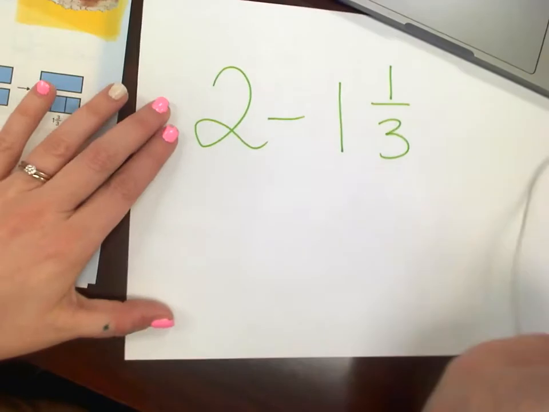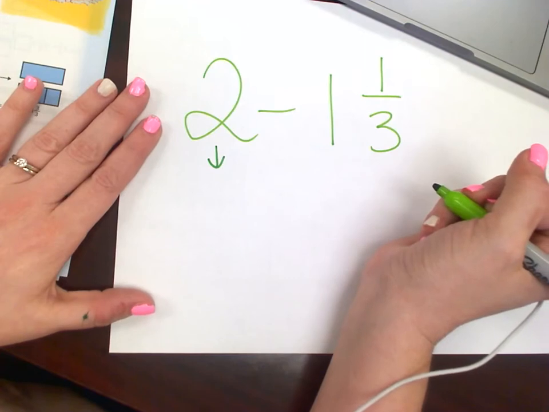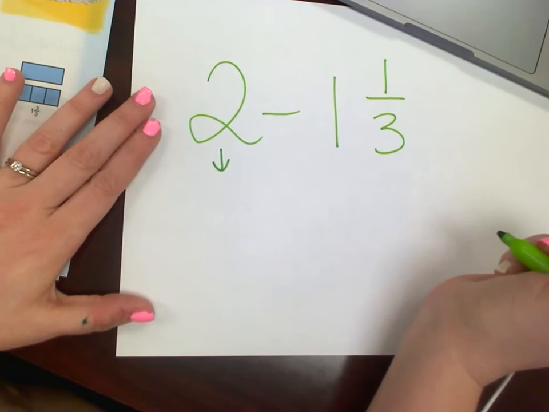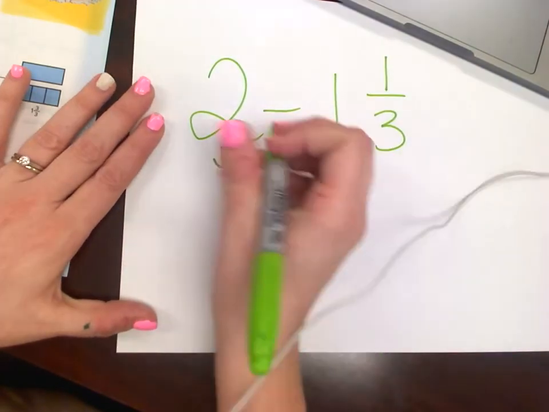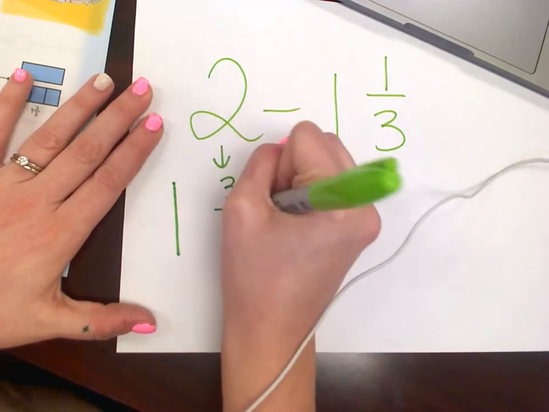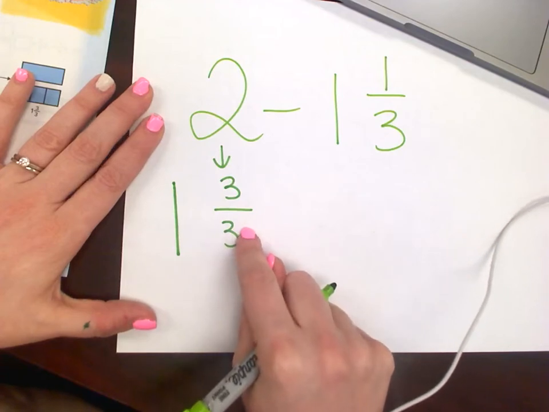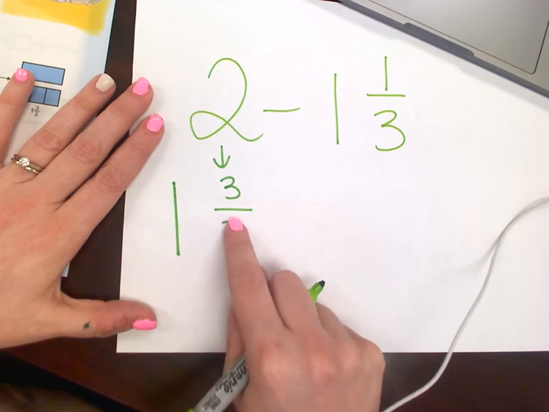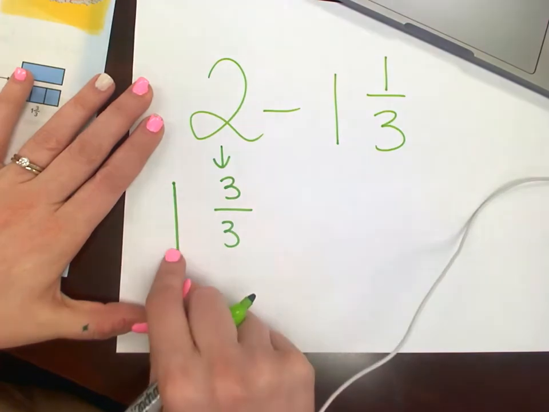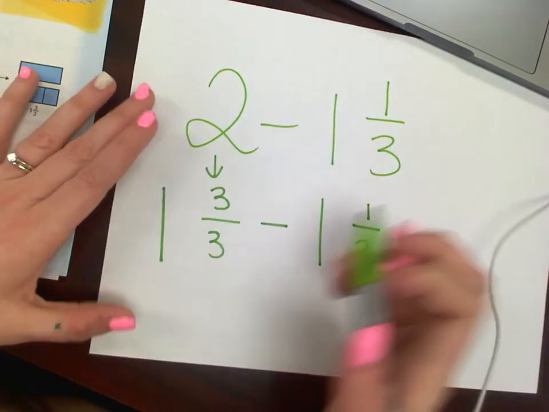So what we have to do is create a new whole number. So what is equivalent to 2 that could have a denominator of 3? This is kind of tricky. So we can break this up as 1 whole and 3/3. So 3/3 is a whole, right? But if we need to have the denominator of 3, then this is what we're going to make it look like, 1 3/3. Okay, now we can subtract minus 1 1/3.